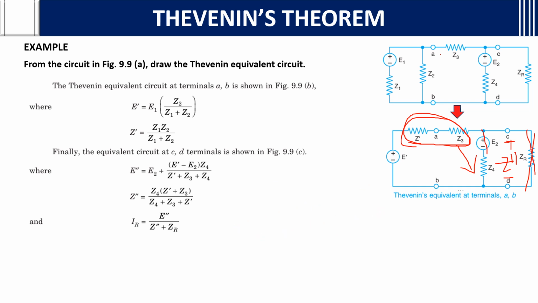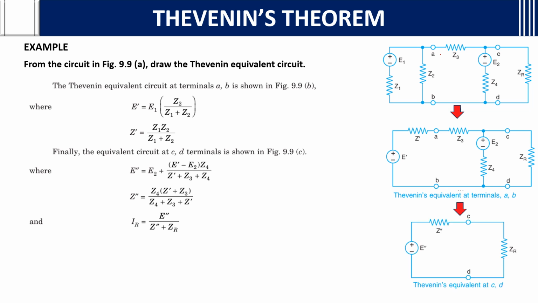After finding the resistance, we want the load current across ZR. The load current is at the end terminals, that is the load. We consider the load every time at the right corner end, no? So we again remove all these.